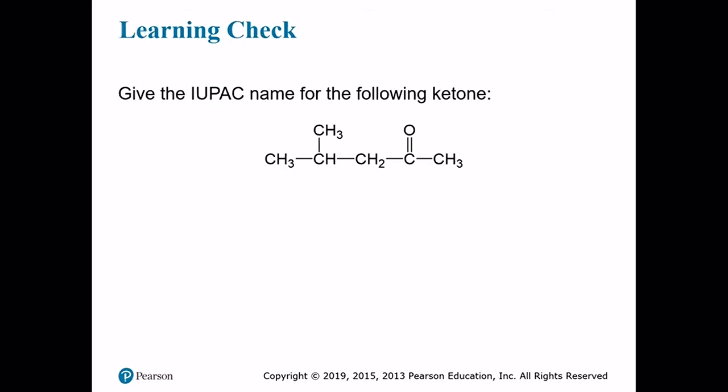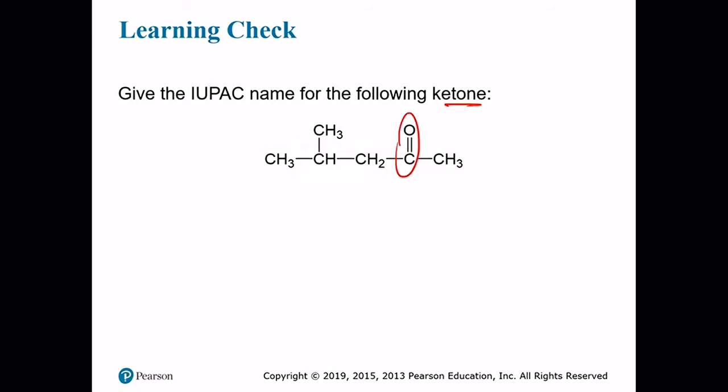So here we can see an example of a ketone. The carbonyl carbon is here with carbons on either side of it. So we have to find the longest chain and then figure out the correct counting system. The longest chain is clearly just this one, which is 5 carbons long. So this is a pentane derivative.